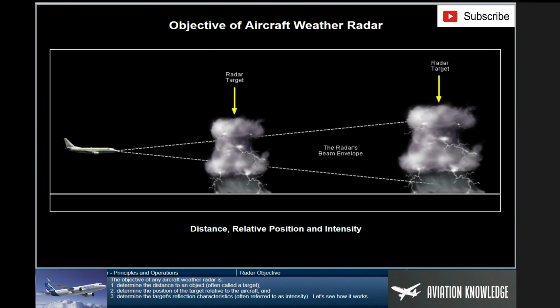The objective of any aircraft weather radar is, one, determine the distance to an object, often called a target, two, determine the position of the target relative to the aircraft, and three, determine the target's reflection characteristics, often referred to as intensity. Let's see how it works.